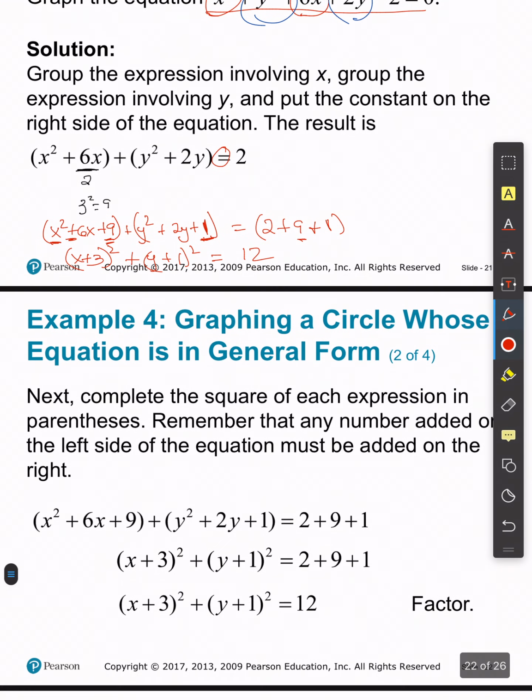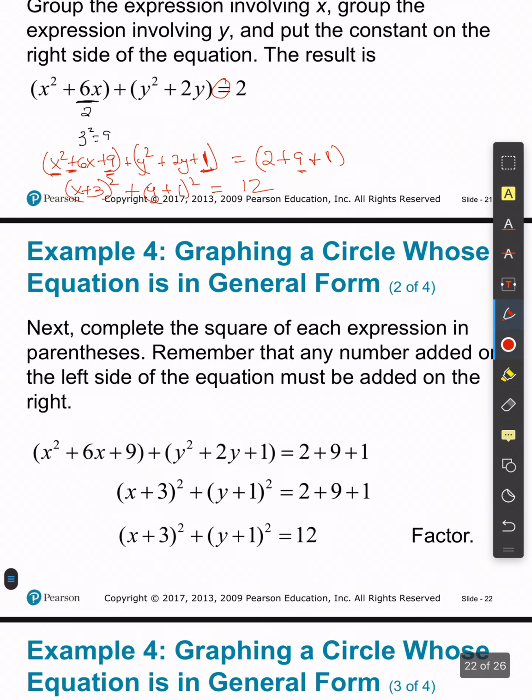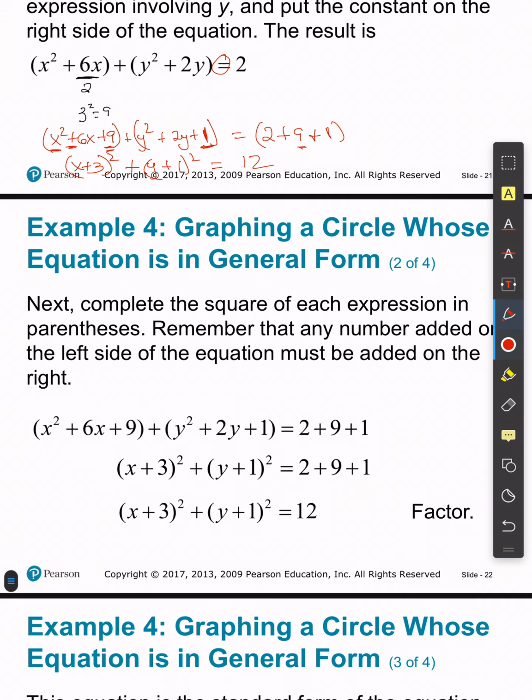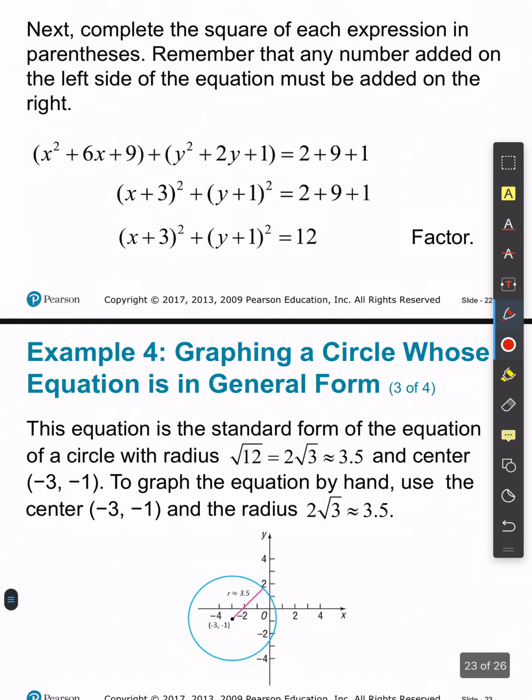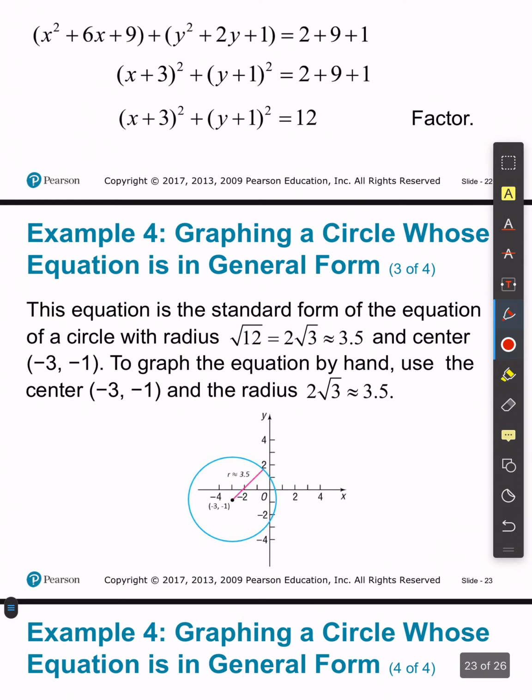Okay, let's see what they got. I think they got the same thing. Perfect. So they show you how to do that, right, in example 4 there. Okay. Then they want you to graph it.